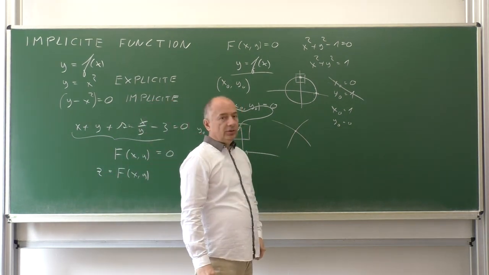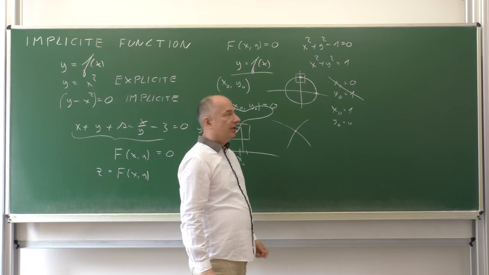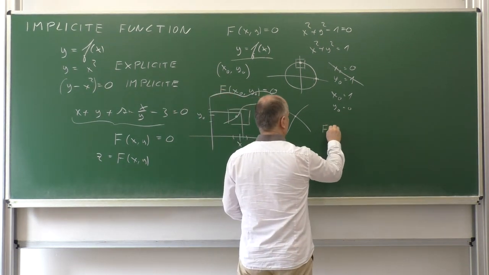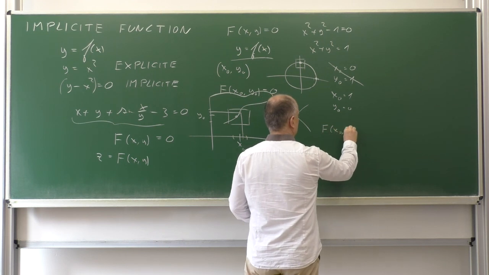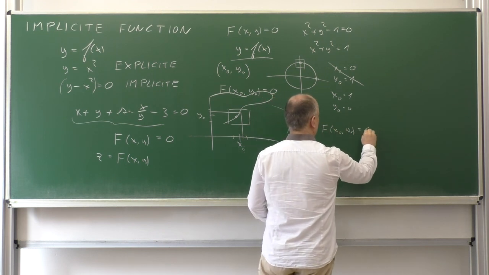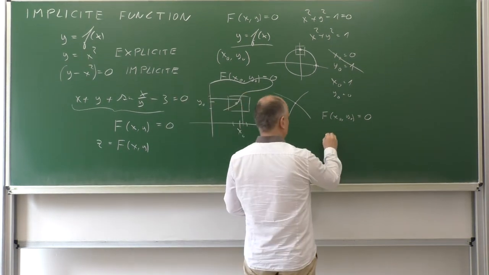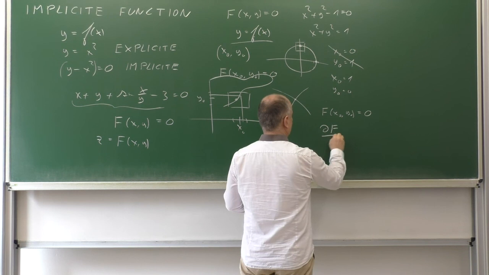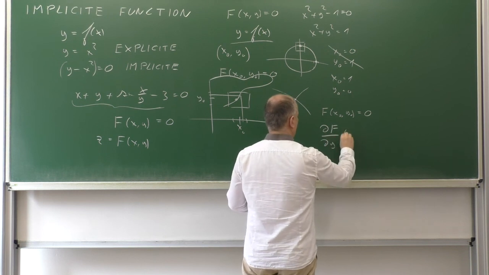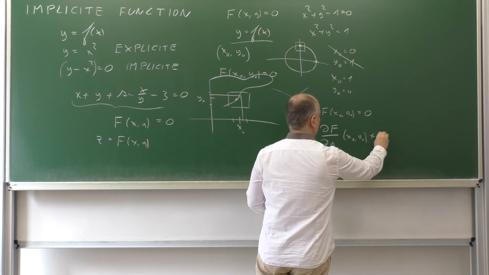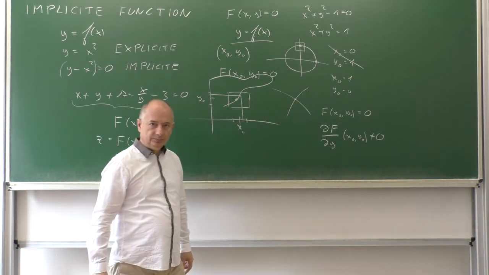The sufficient condition for the implicit function to exist looks like this. We want the point to satisfy this equation, and we want the partial derivative of f with respect to y at this point x0, y0 to be different from 0.